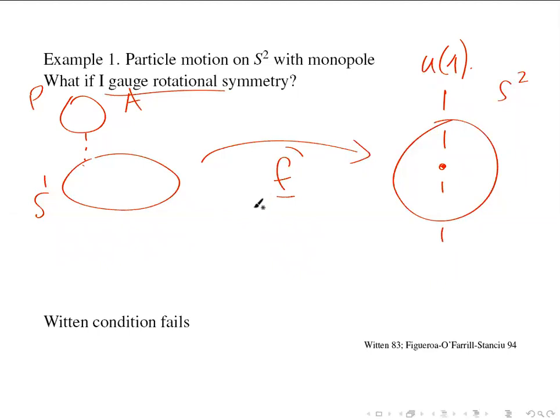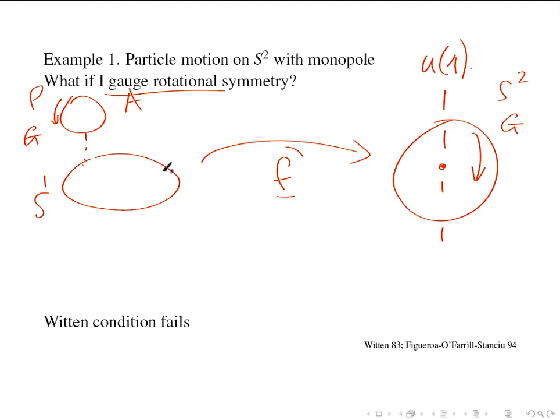What's an equivariant map? I have an action of my gauge group on the right-hand side. It rotates the sphere. I have an action of my gauge group U1 on the left-hand side. It moves me around in the fibers of the bundle. An equivariant map is just one where if you do the map and then a G transformation, you get the same result as first doing a G transformation and then following the map.